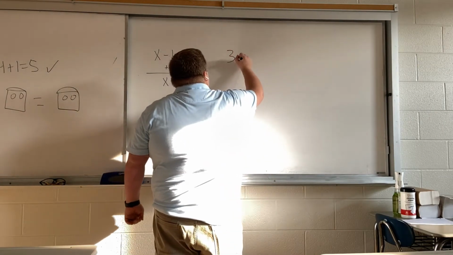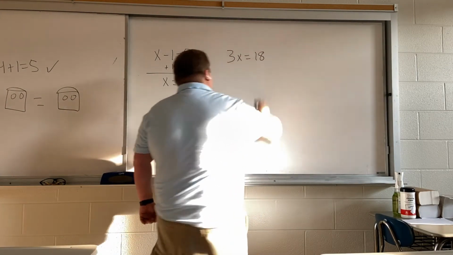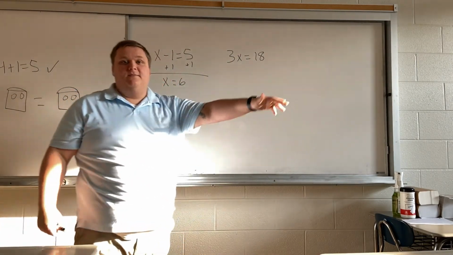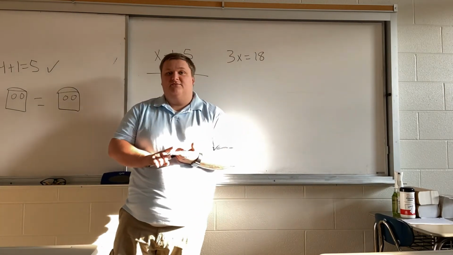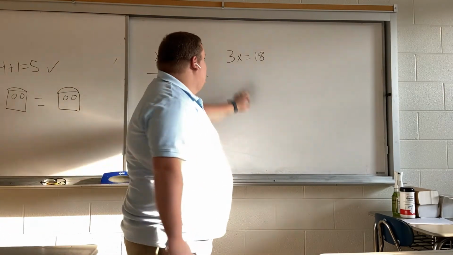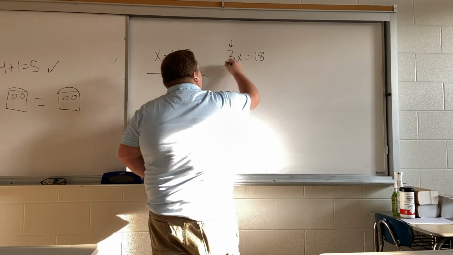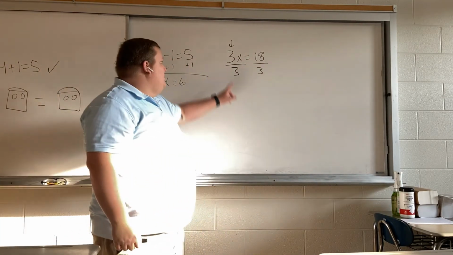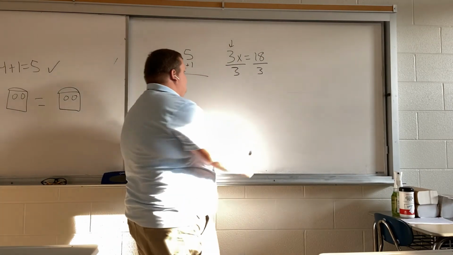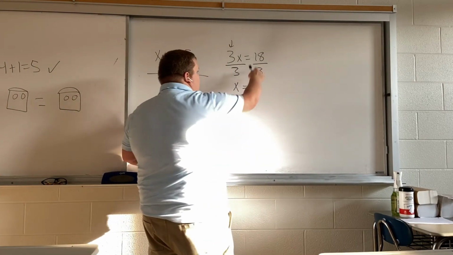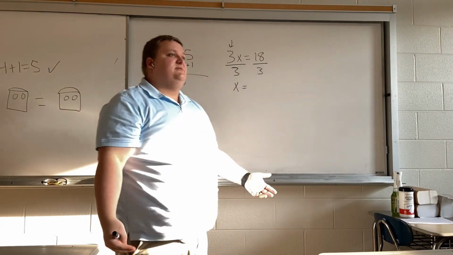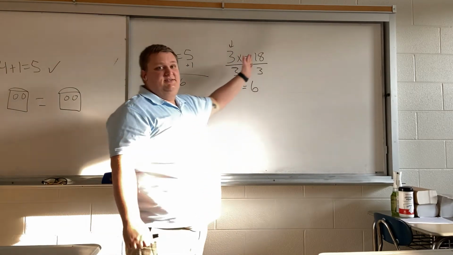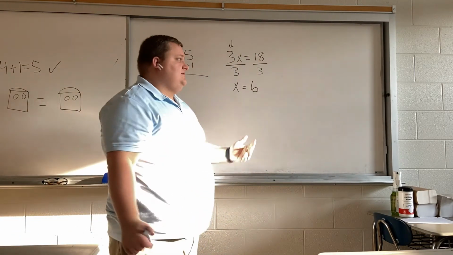Another type would be something like this. 3x equals 18. So this just means 3 times x equals 18. Okay? Multiplication. The opposite of multiplication would be division. So you need to divide by the coefficient, the number in front of the variable, on both sides. 3 divided by 3 would just be 1. So it'd be 1x equals 18 divided by 3. What times 3 equals 18? 6. Okay? So you would have 3 times 6 equals 18. You got the right answer.